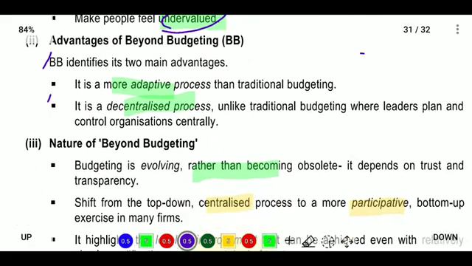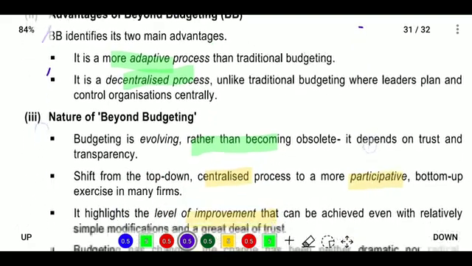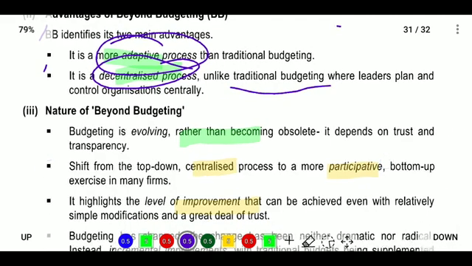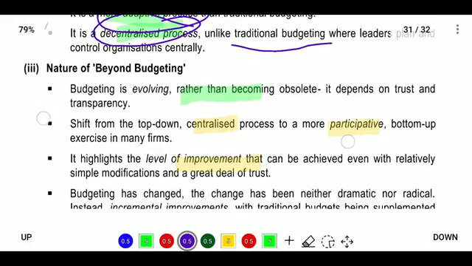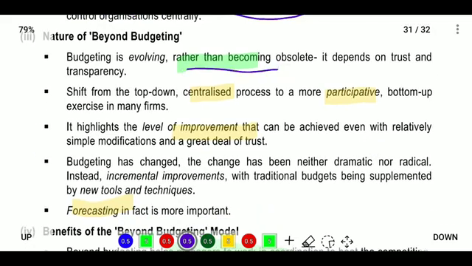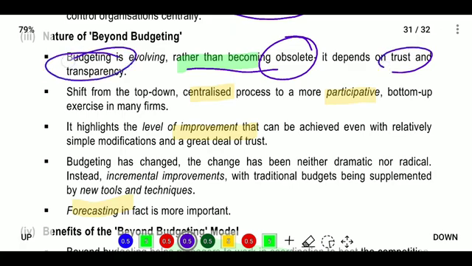Next, what are the advantages of beyond budgeting? Beyond budgeting is a more adaptive process than traditional budgeting, and it is a decentralized process. In traditional budgeting, leaders plan and control the organization centrally, but here we will have everyone's participation. Next, the nature of beyond budgeting. Here budgeting is evolving rather than becoming absolute. It depends on trust and transparency. We will trust our employees and their transparency.